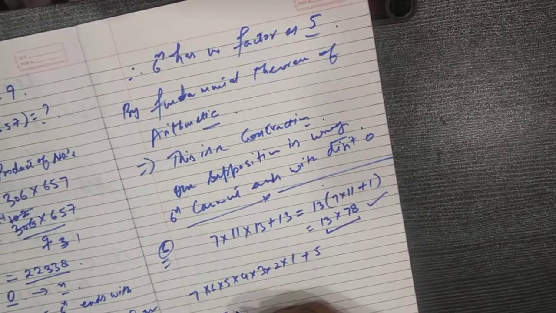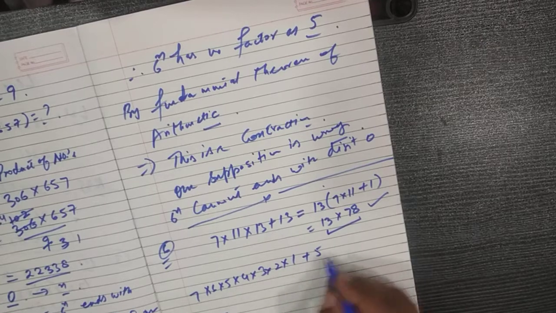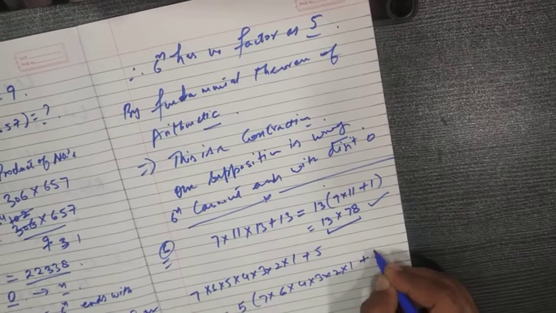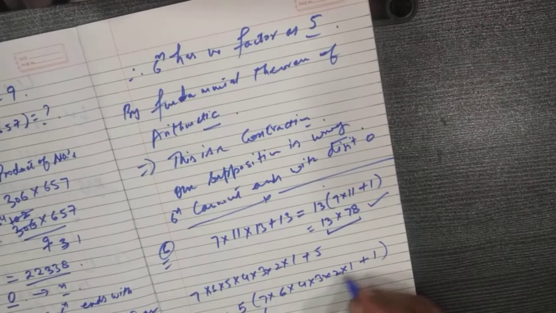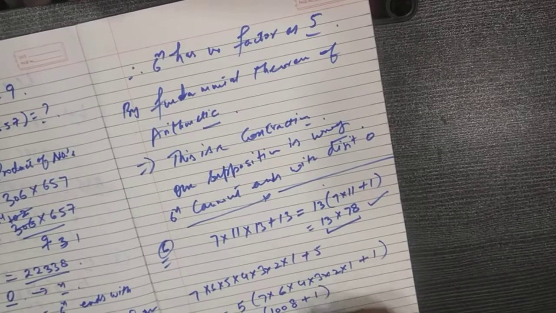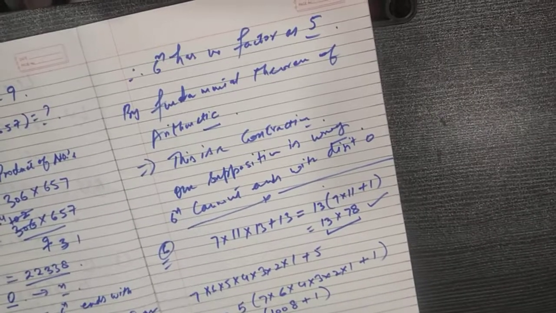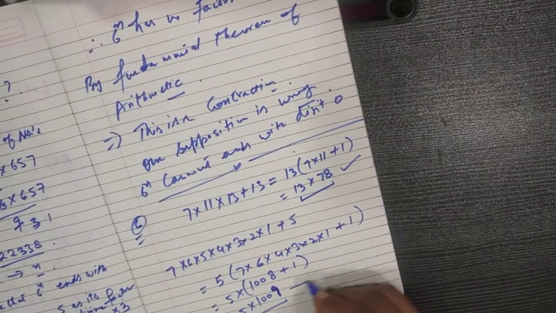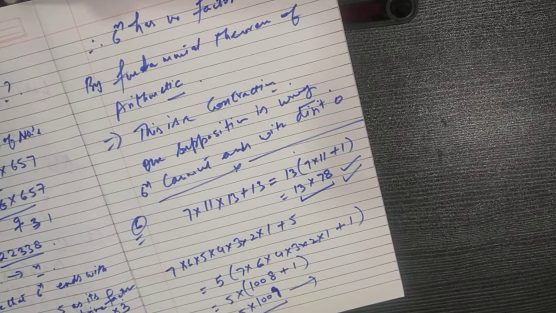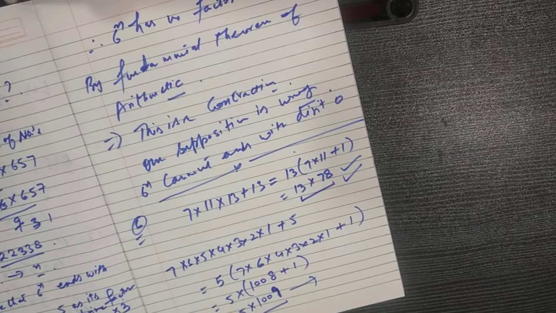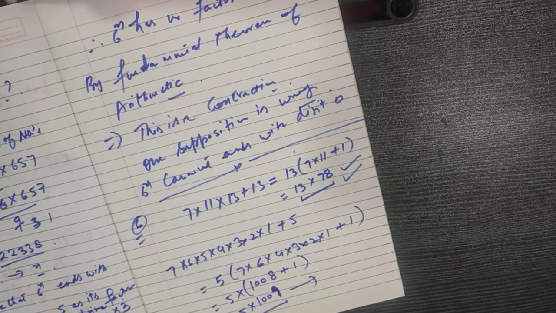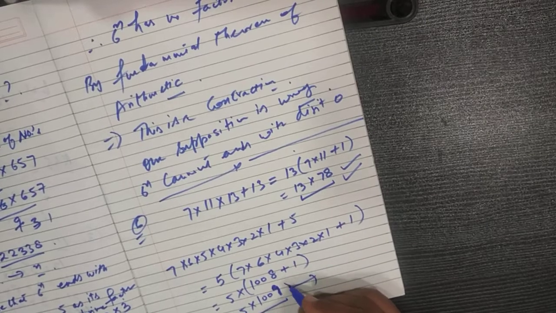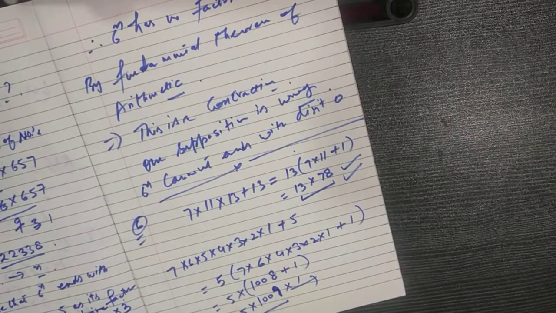Further, in 7 into 6 into 5 into 4 into 3 into 2 into 1 plus 5, we take 5 as common, so it will be 5 into (7 into 6 into 4 into 3 into 2 into 1 plus 1). After multiplication it will be 5 into (1008 plus 1), so 5 multiply 1009. Now this number also has two factors, 5 and 1009. So this is also a composite number, because a composite number is one which is not prime, having more than two factors. So 5 into 1009, and further you can say 1 is also a factor. So this is a composite number.